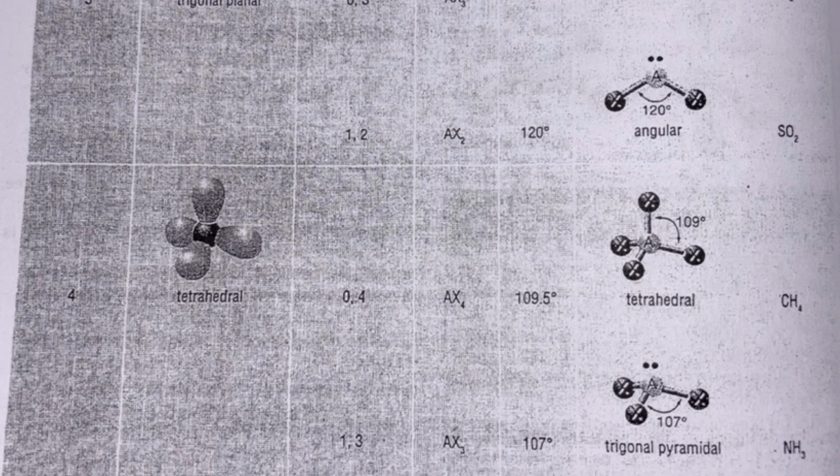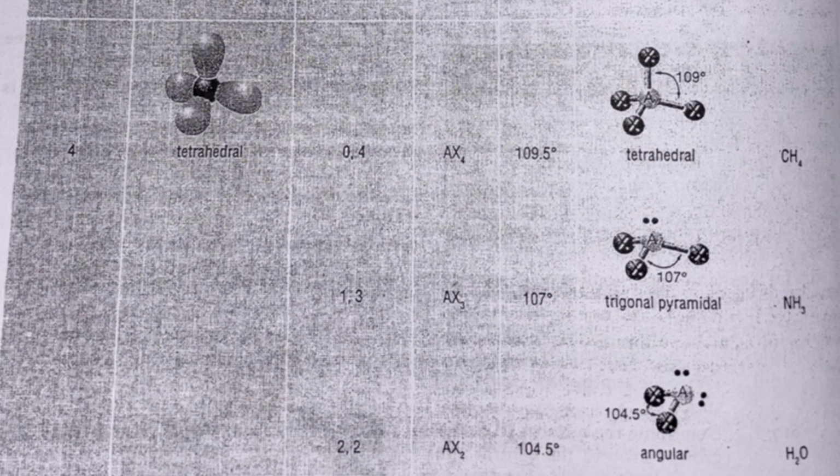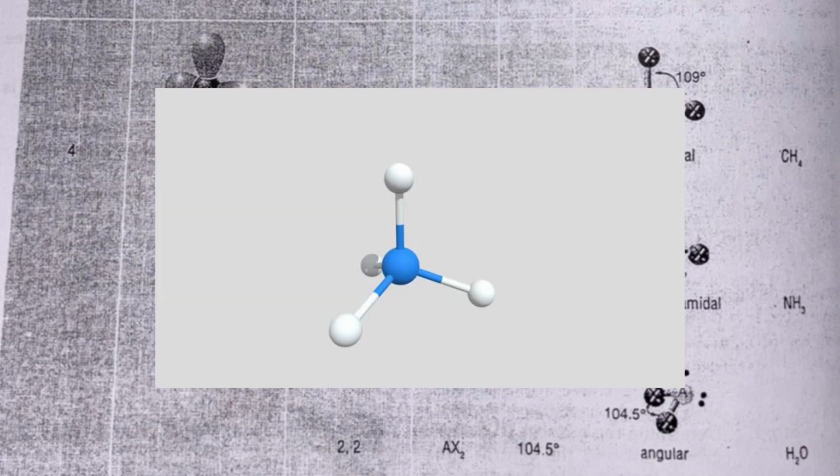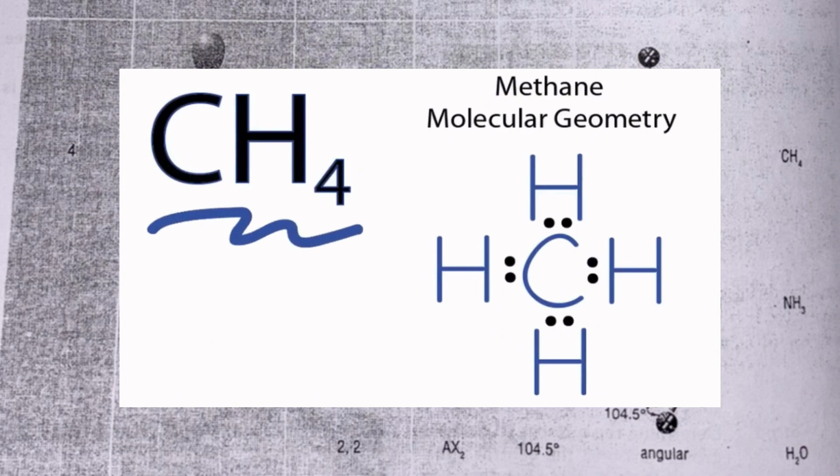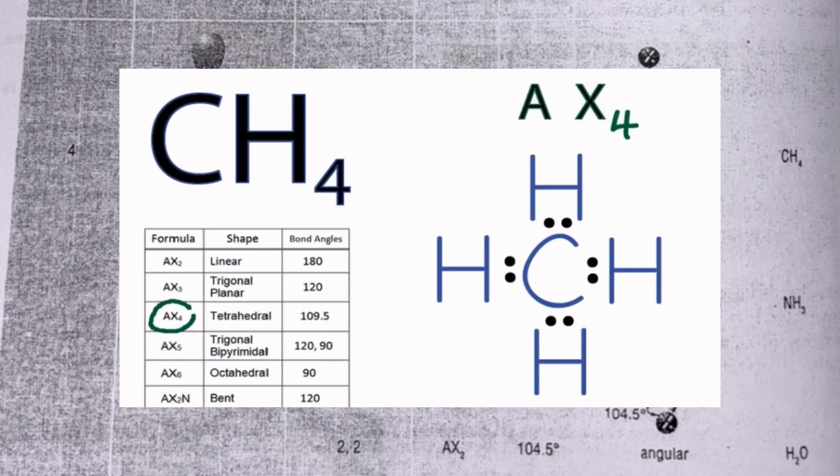Tetrahedral geometry occurs when a central atom is bonded to 4 other atoms, resulting in a three-dimensional pyramid shape with 109.5 degree bond angles. The formula is AX4. Methane, CH4, is a classic example. It has 0 lone pairs and 4 bonding pairs. The bond angle is 109.5 degrees as well. Carbon, the central atom, is bonded to 4 hydrogen atoms, forming a tetrahedral molecule.